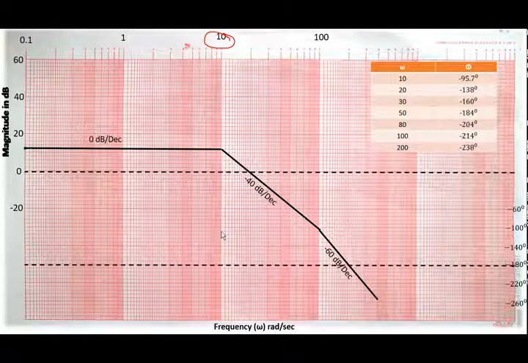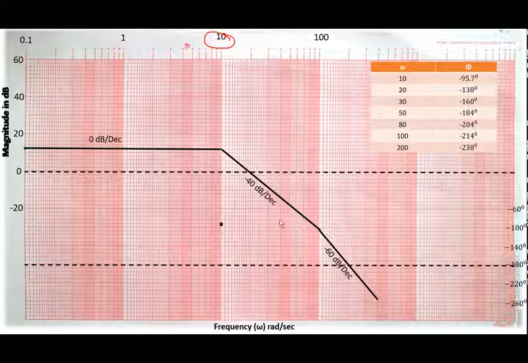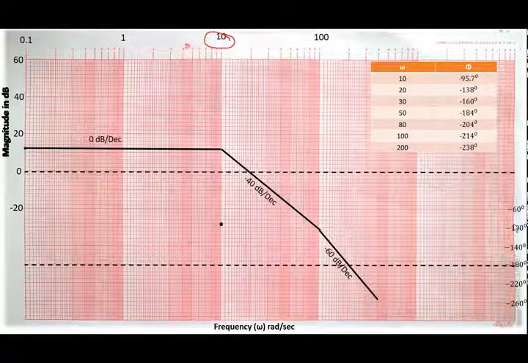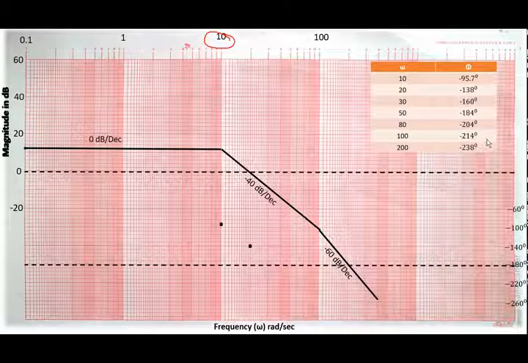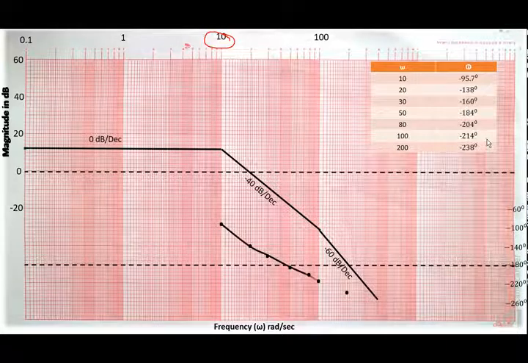Minus 180 degree line is the reference line. So this is 95, nearer to that, between 60 and 100. So here we will be getting 95 degrees. Similarly, for all the values of omega, mark all the phase angles. So this is for 20, 30, 50, 80, 100, 200. So you have marked all the phase angle points with the corresponding frequencies. Now join all the points.